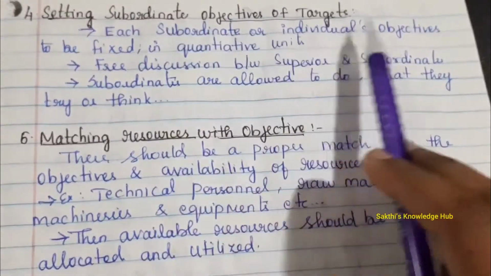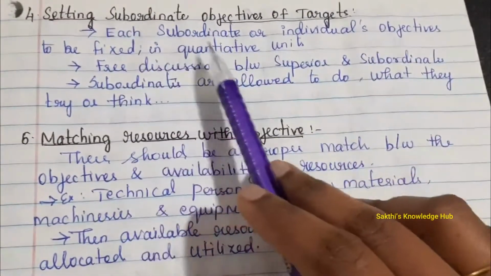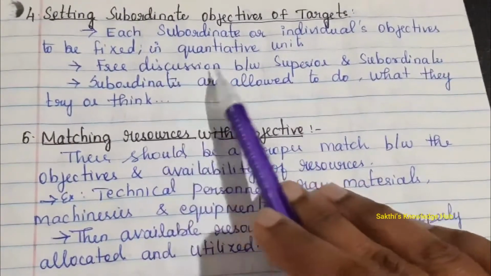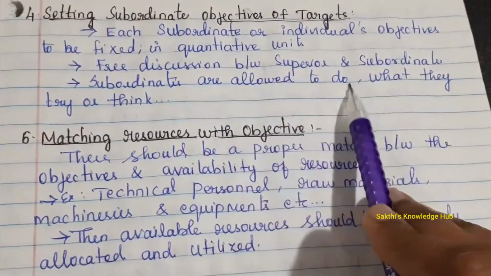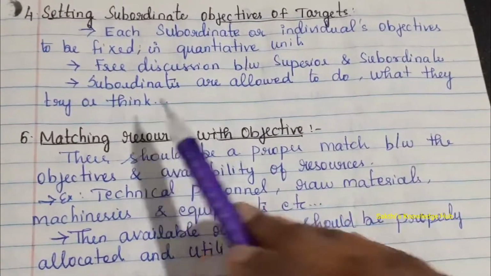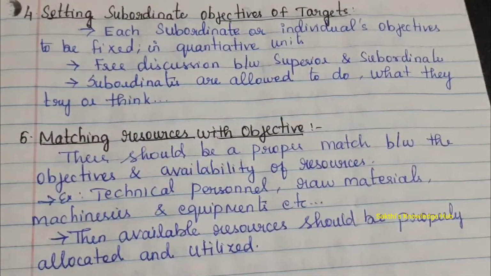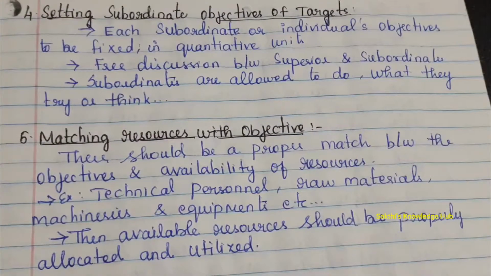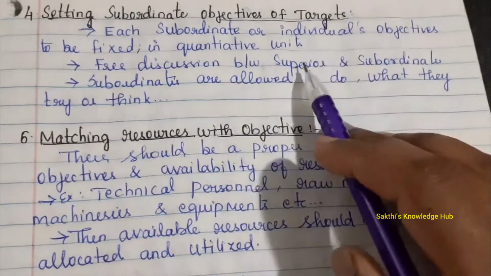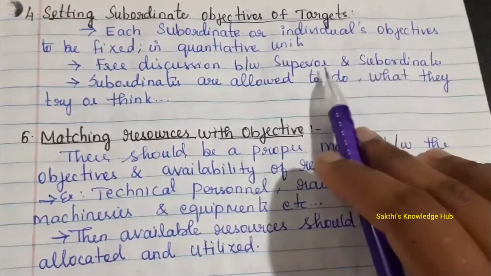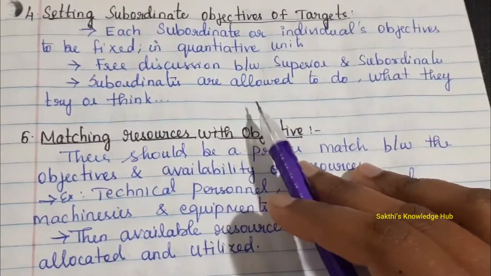Subordinate or individual's objective is to be fixed in quantitative units. Free discussion between superior and subordinates, and subordinates are allowed to do what they try or think. So as we discussed in the early topic, in the introduction portion, we know that this MBO is an approach where the individuals, that is subordinates as well as the superior, will be working together. So they will have a discussion for each and every activity to take place in the organization.